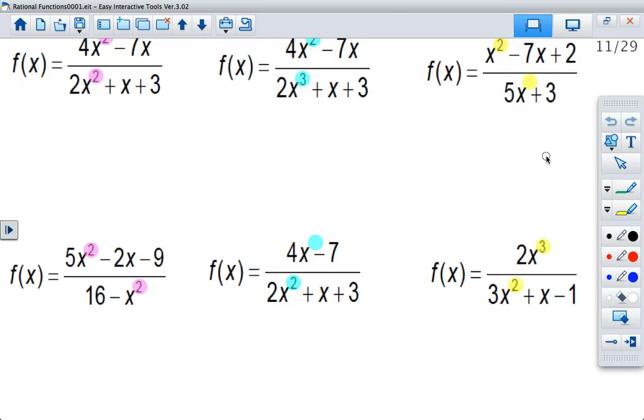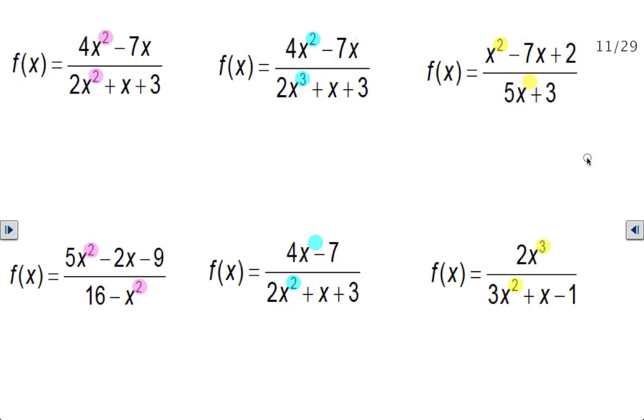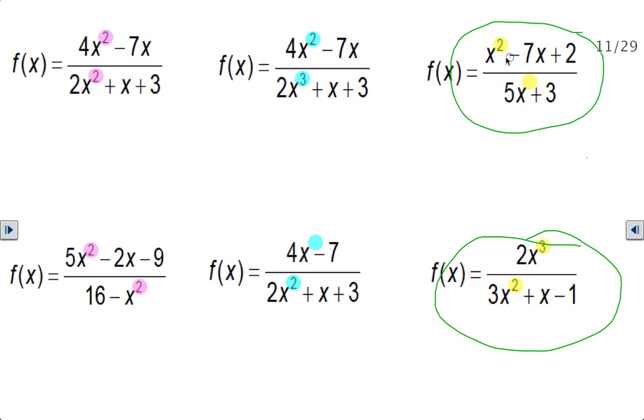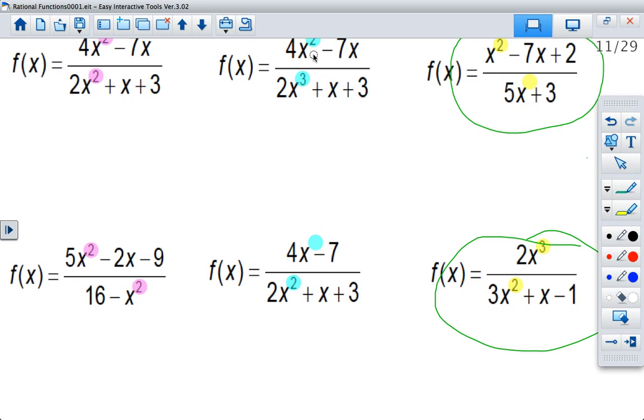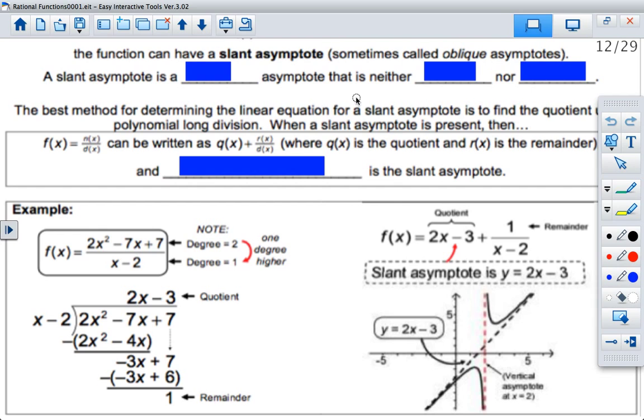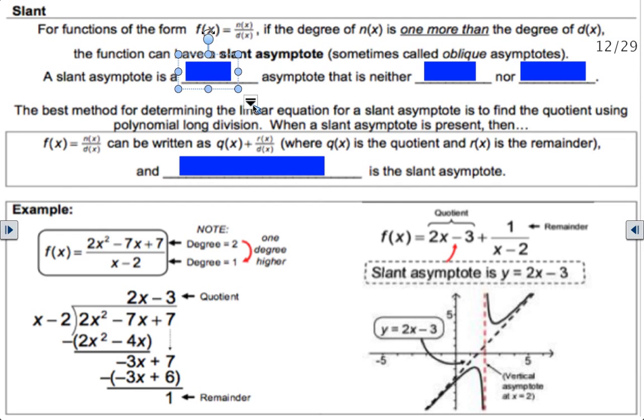First of all, I think I had this in the previous video, right? So we're looking at the numerator's degree being greater than the denominator's, and right here. These are both going to have diagonal asymptotes because it's just one greater. Those are examples, and I think I just covered all this. Let me get rid of some of this stuff so you can write it down.